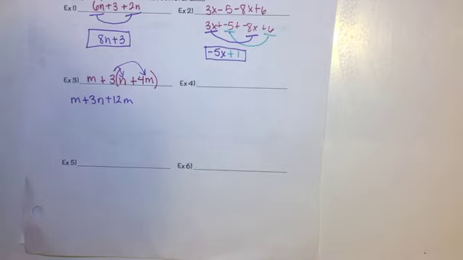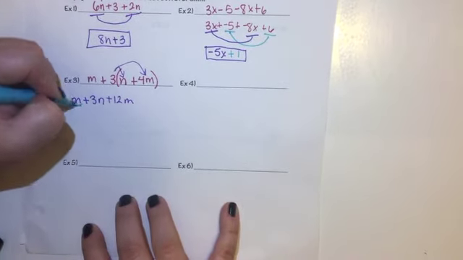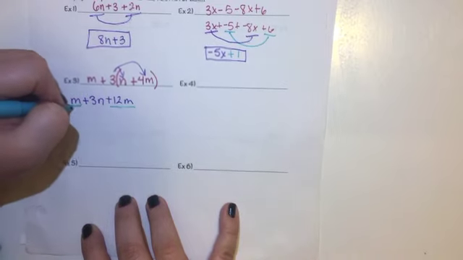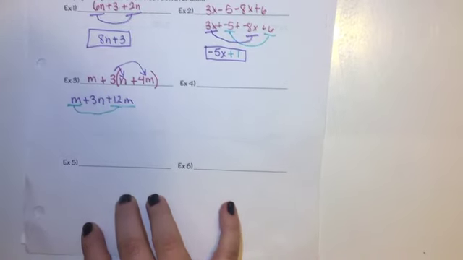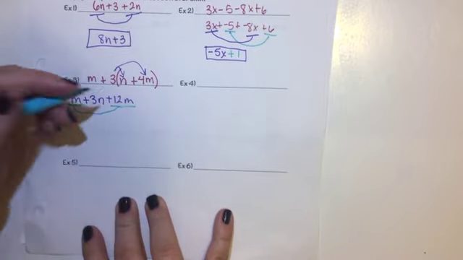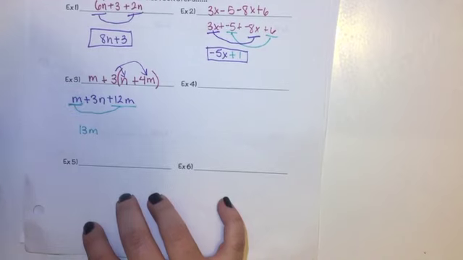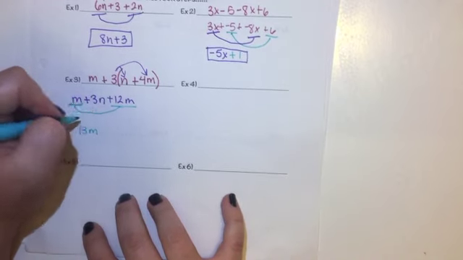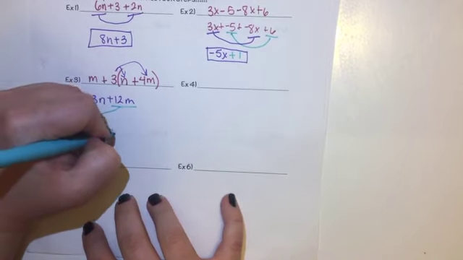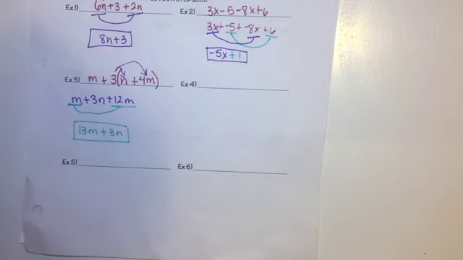Now, if I identify my like terms, remember like terms have to be from the same family, so they need to have the same variable inside. So the only things that I can combine are m and 12m, which would give me 13m. And I still have my other term of 3n. So my final solution would be 13m plus 3n.